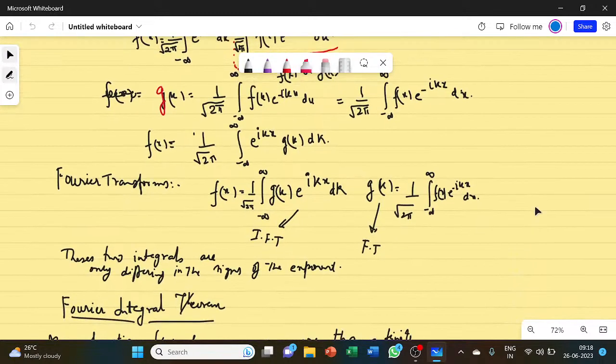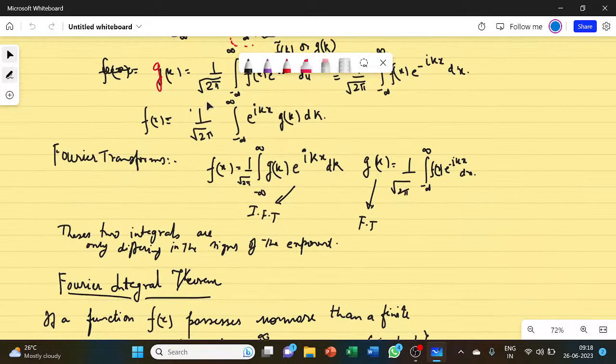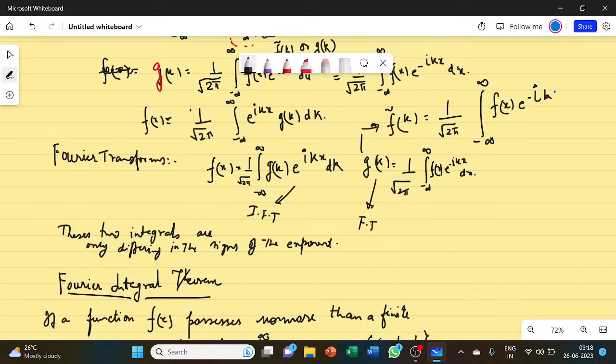More methodically, if you go back into the derivation, you will understand that f(x) is given by 1 upon root 2 pi, integral from minus infinity to infinity of g(k) e to the power minus iota kx dk. And this g(k), which in books is at times written as f tilde(k), is given by 1 upon root 2 pi, integral from minus infinity to plus infinity of f(x) e to the power minus iota kx dx. Understand my point? This is called your Fourier transform.